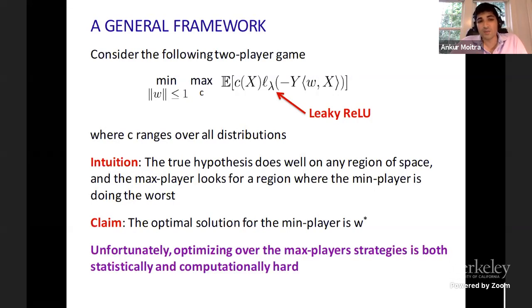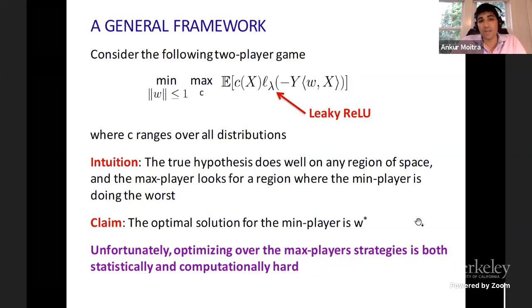But there's another sense in which it's a very ill-posed way of thinking about things. Let's think about what's going on inside the zero-sum game. First of all, optimizing over the max player strategies is computationally hard because we're optimizing over all distributions over all of space. In fact, it's also statistically hard because I would just have to take an infinite number of examples to really evaluate what this expectation is.